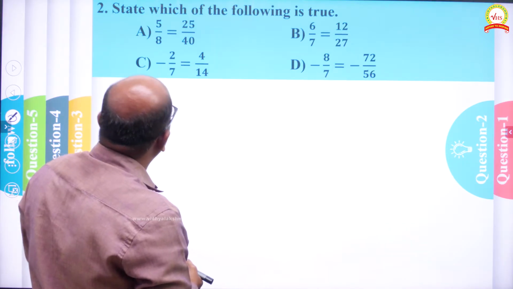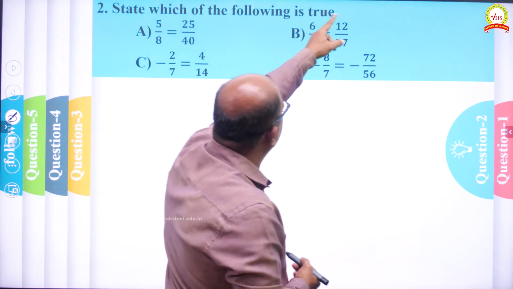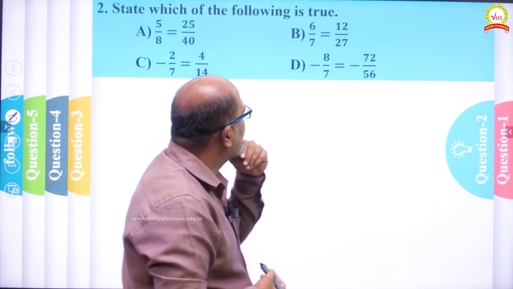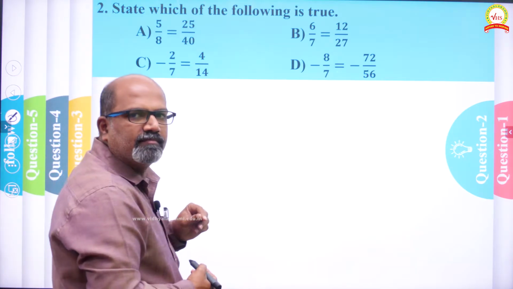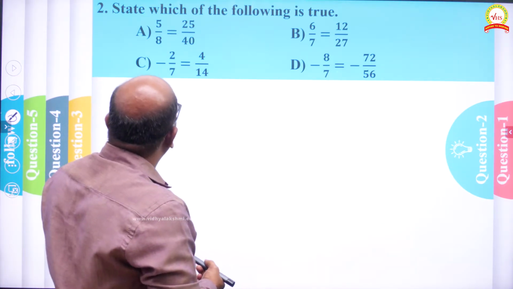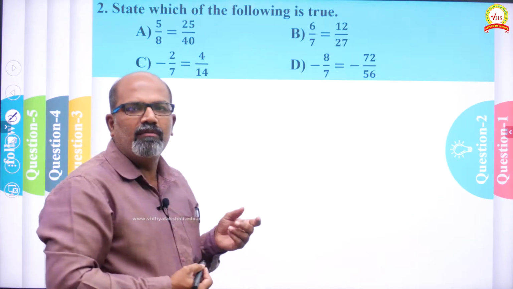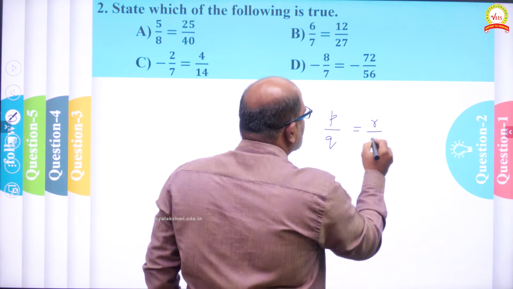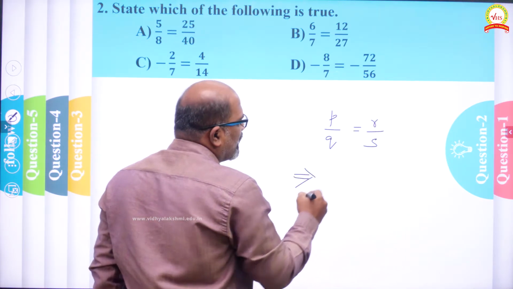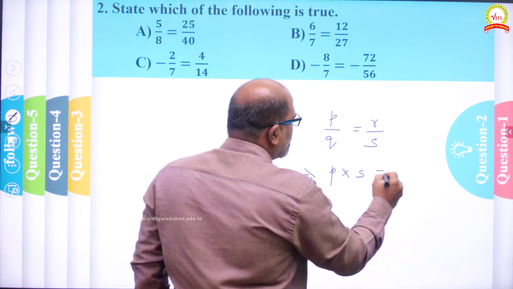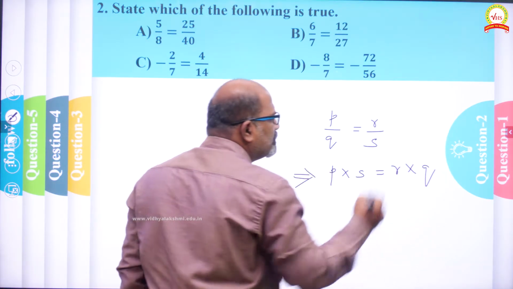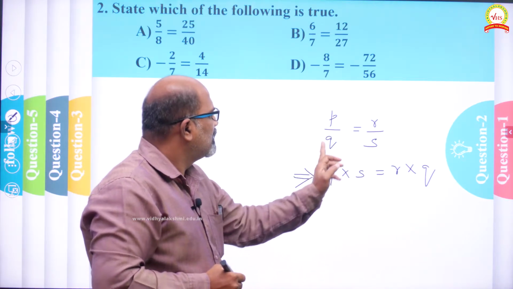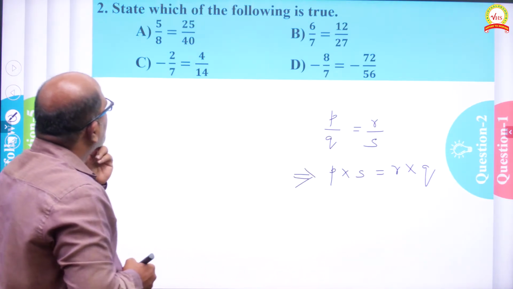Here it is, all these rational numbers are related by an equal to sign. Two rational numbers are related by an equal to sign in each of the options. To verify this, there is one rule: if P by Q equals R by S, then P multiplied by S should be equal to R multiplied by Q. This relation must be satisfied, that is, the cross product must be equal. So that we can check.